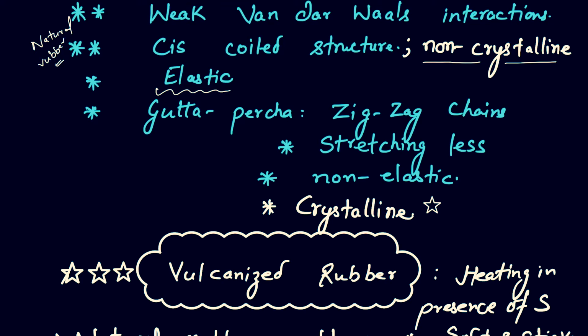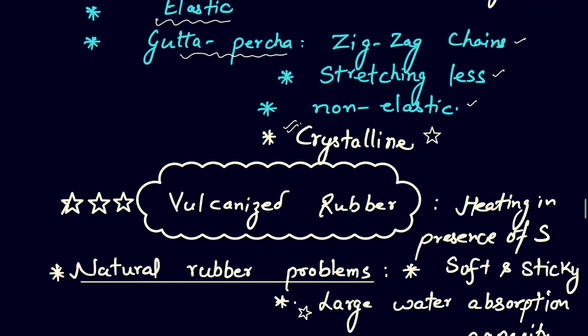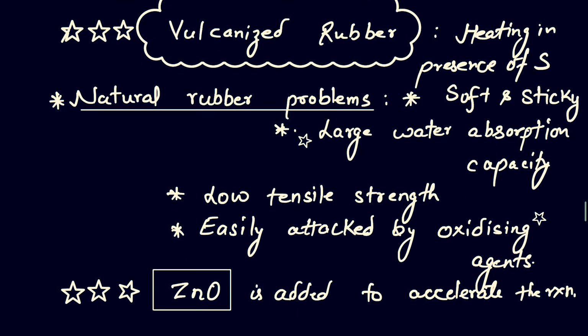That is the cis form. If we talk about the trans form, that is the gutta percha, it is having zigzag chains, its stretching is less, it is non-elastic, and it is crystalline in nature. So natural rubber is non-crystalline while gutta percha is crystalline in nature.